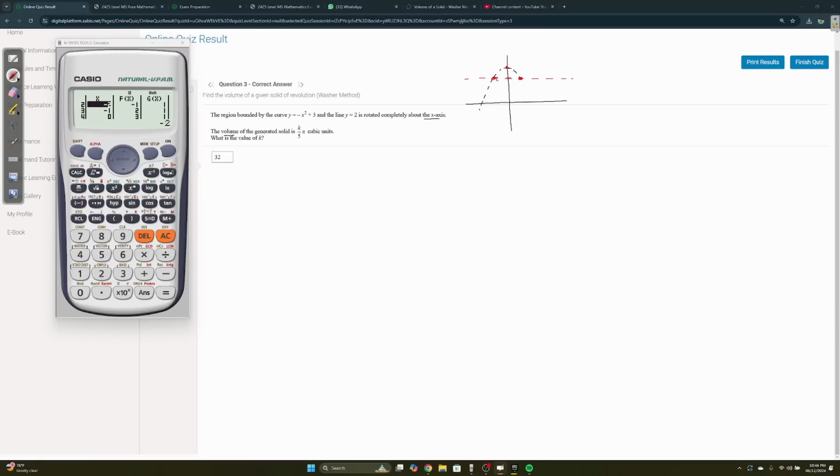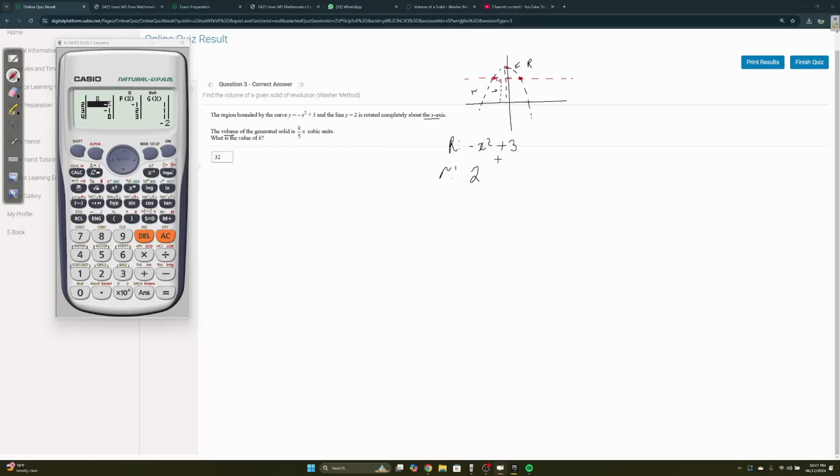Does it go above 2? Because if it goes above 2, that means this is the bigger radius. Do you understand what I'm trying to say? And the smaller radius will just be this, right? So we have big R, which is this one, and this is the smaller radius. Okay, so you're going to tell me, Walid, big R is going to be what? Minus x squared plus 3. Small r is going to be what? 2. Very easy. Now you can just apply the formula.